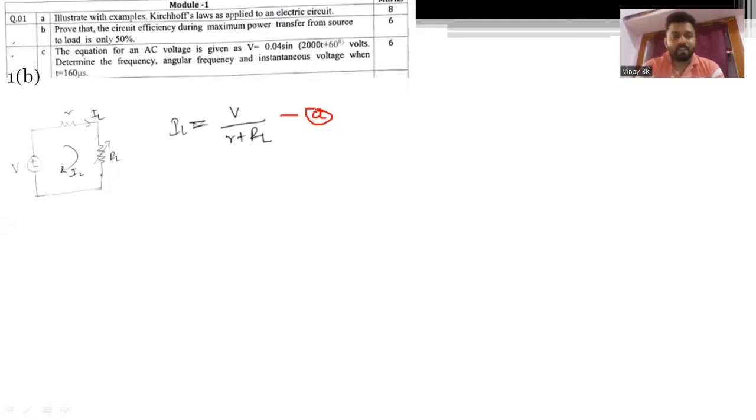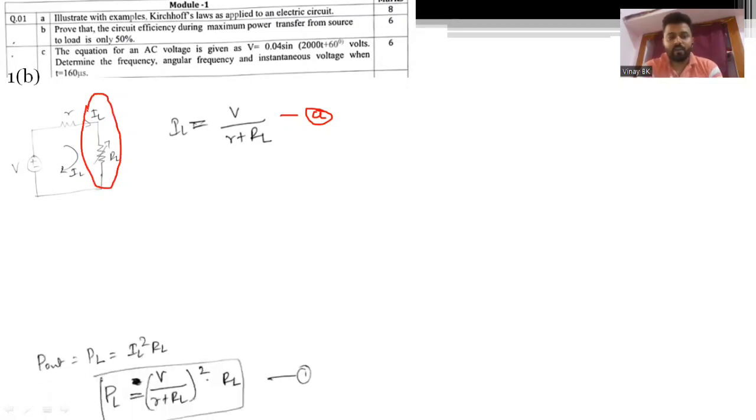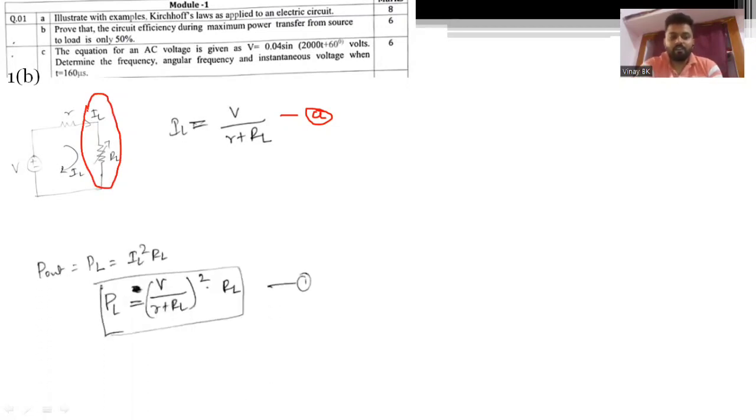Next, I want to define output power and input power to get the efficiency. First I will define output power. You can see the output side, this is the load side. So output power is given by IL square into RL. IL is nothing but V divided by R plus RL. I'm substituting the value of IL. You'll get PL equals V divided by R plus RL, whole square, into RL.